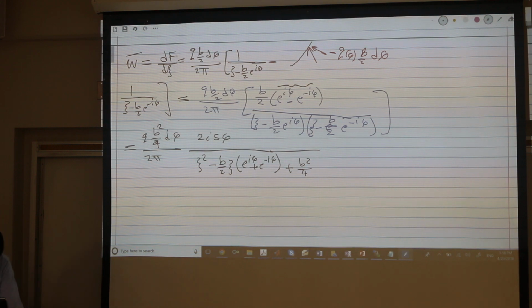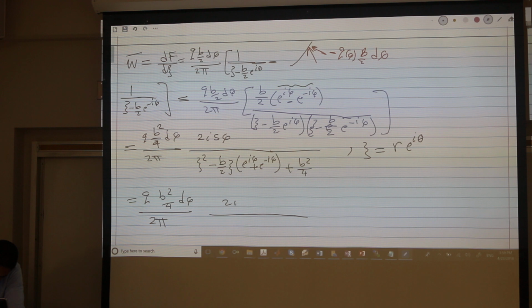And zeta, what is zeta? Zeta is any generic point r e to the i theta. So this is again q b squared over 4 d phi over 2 pi, times 2i sine phi, over r squared e to the 2i theta minus b over 2 r e to the i theta times 2 cosine phi, plus b squared over 4.